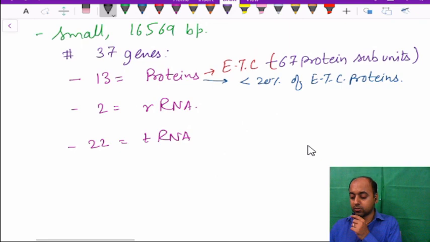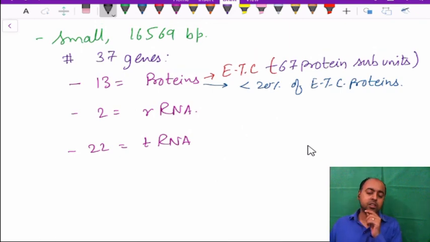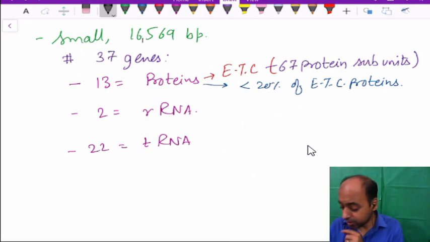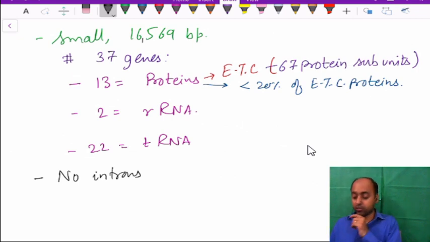So, small size of the DNA, it is 16569 base pairs, having a very limited number of genes. However, we don't have introns here.